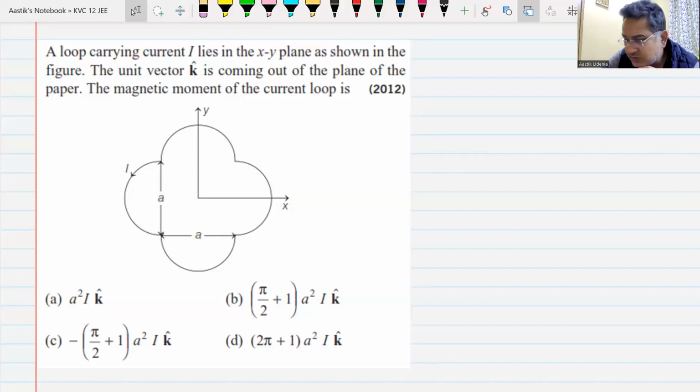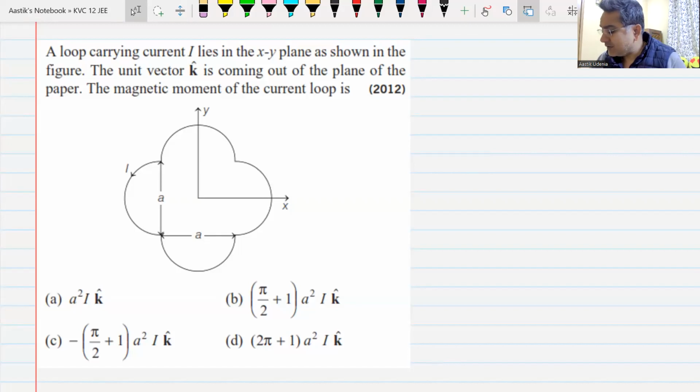The next question, sir. This is from IIT-JEE Advanced of 2012. The question is right there in front of you. You have a loop carrying some current, and you have to find the magnetic dipole moment of the loop. You have 2 minutes to give me the answer for this one.